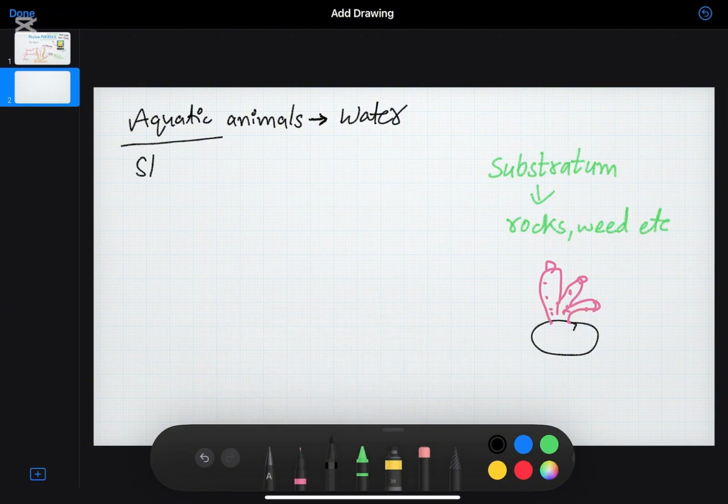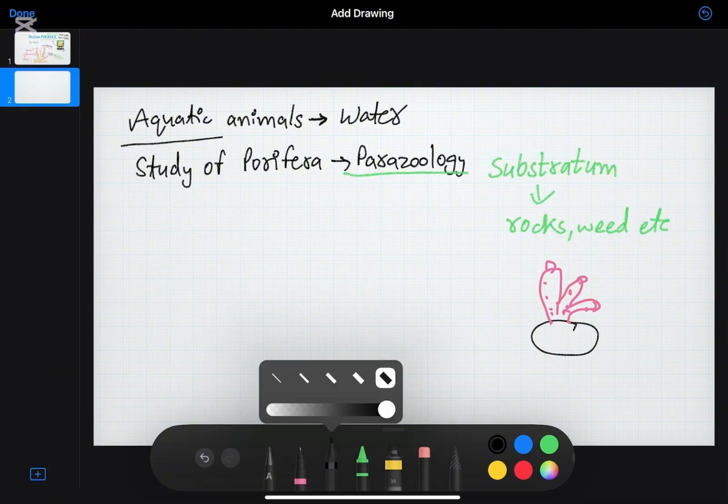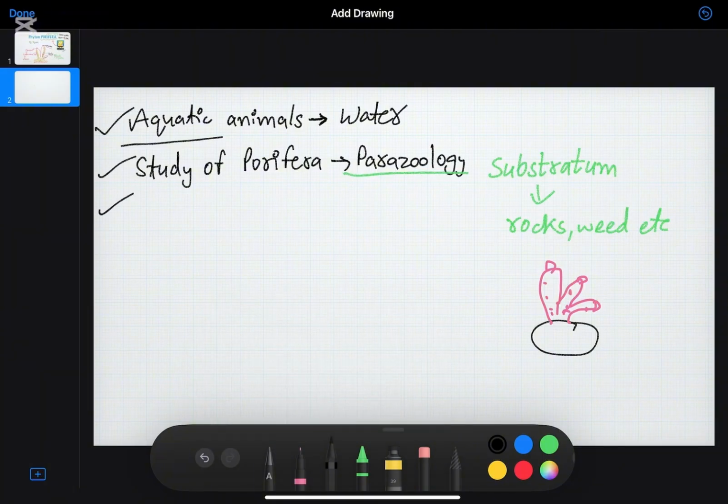Now we'll be moving to its general characteristics. What is the study of Porifera called? It is known as parazoology. These are the points, okay? They are commonly called sponges, as I showed you a picture of SpongeBob. So you can remember SpongeBob and you'll remember that they are commonly called sponges.